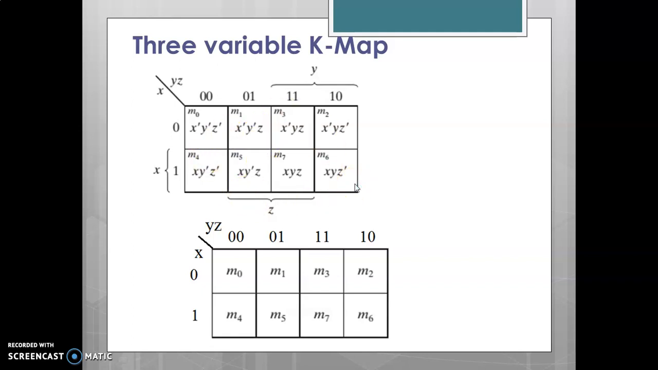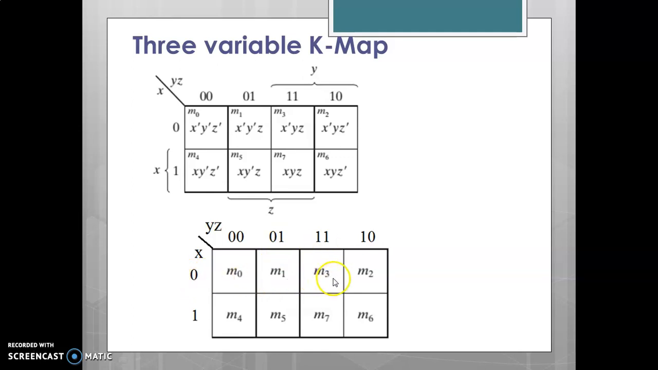So as we have seen already, the other way of labeling the K-map is shown here in figure. So the decimal equivalence of 0, 0, 0 is 0. So M0 is written here. Decimal equivalent of 0, 0, 1 is 1. So M1 is written here. Decimal equivalent of 0, 1, 1 is 3.